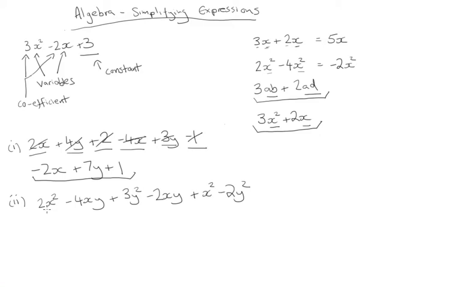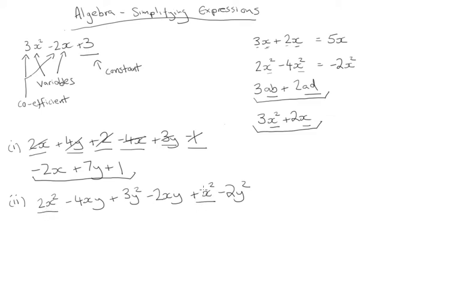Okay, let's go through like for like. So let's have a look here at this one here. This one is 2x squared. Okay, so the variable is x squared. Do we have any other x squareds? We do. We have an x squared here. Now, 2x squared plus x squared.